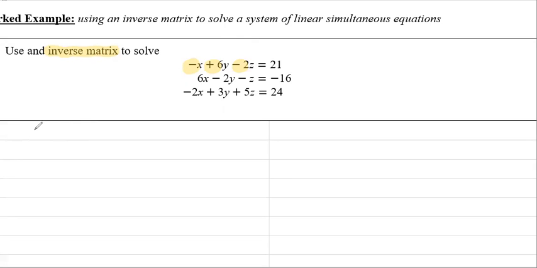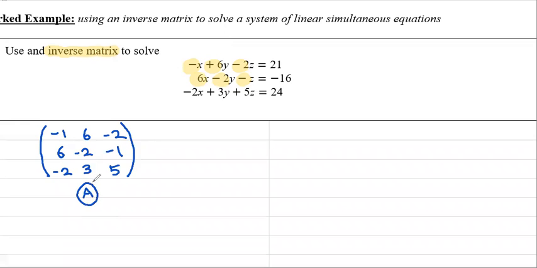So when we're solving this system, we need to rewrite the question as a product of matrices, essentially. So the first row, let's just draw our matrix. It's going to be -1, 6, -2 for the first row. And then if we look at the coefficients of the second row, we've got +6, -2, and -1 again. So we're going to write our second row. It's going to be 6, -2, and -1. And the final row, I won't highlight it, but we've got -2, 3, and 5. So that's going to be our matrix.